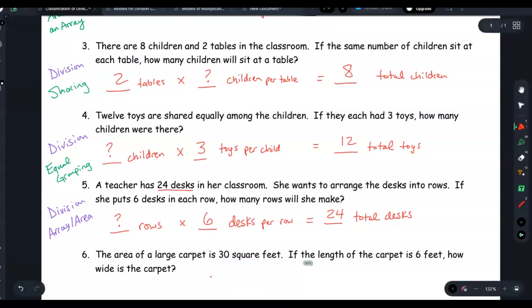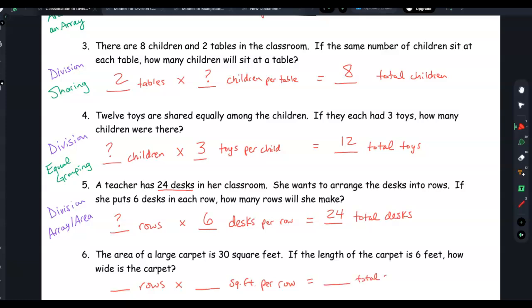So to do my setup equation, I'm going to do the number of rows times the number of objects per row. In this case, the objects are square feet. So rows times square feet per row equals some total number of square feet. Or you could say total area, or you could just say square feet.